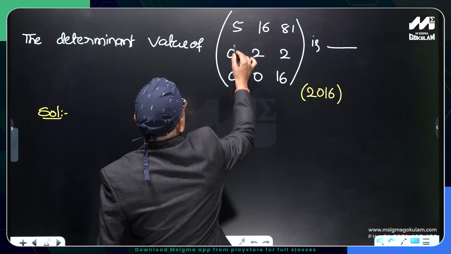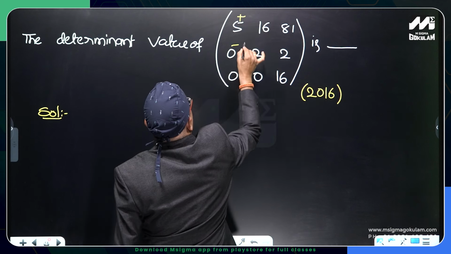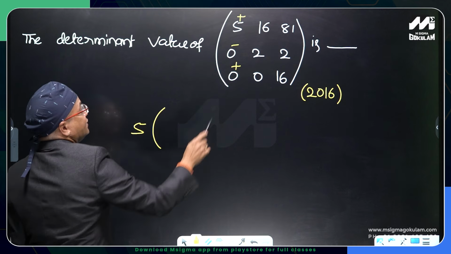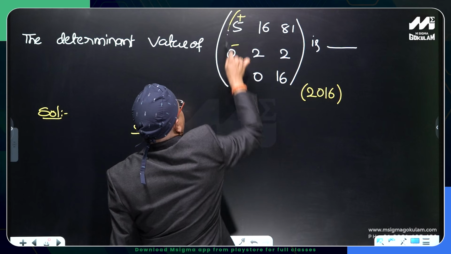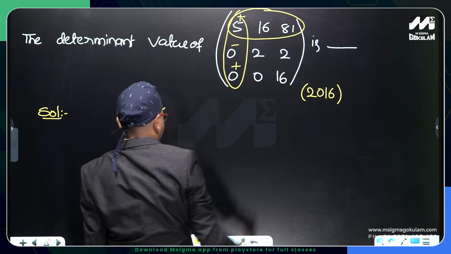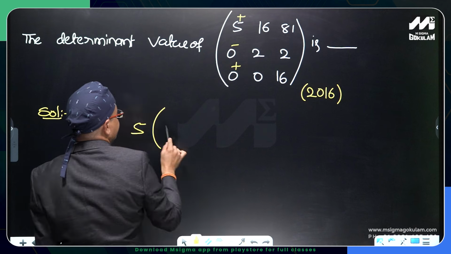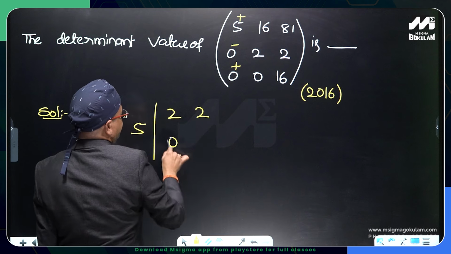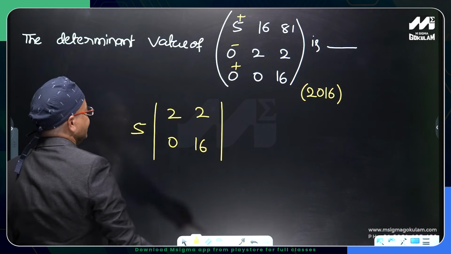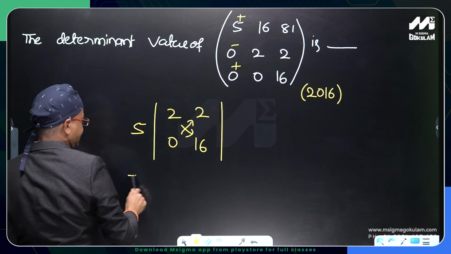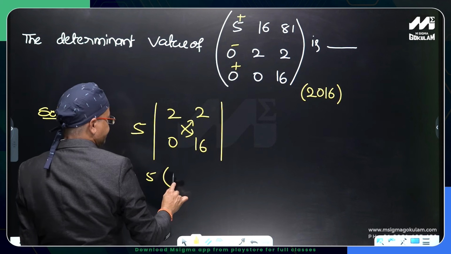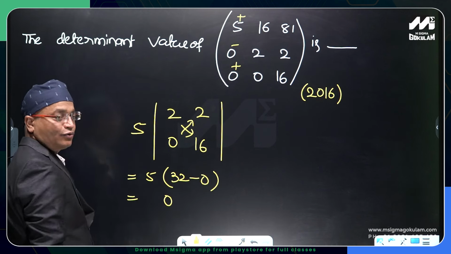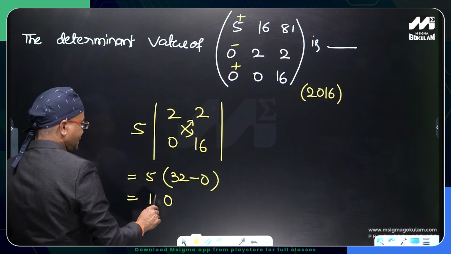Now, I take this column. Plus, minus, plus. Then what is the solution? 5 into, that row and column delete. This column, this row don't consider. Only this determinant. (2, 2, 0, 16). Then take cross multiplication like this. 5 into 16 2s, 32 minus 0. So, 32 into 5, 5 2 is 10, 5 3 is 15 plus 1, 160 is the answer.